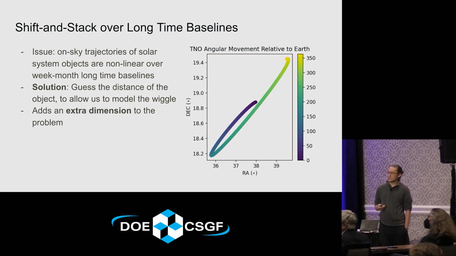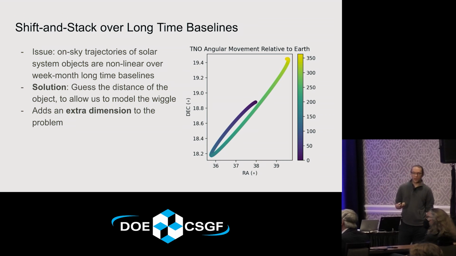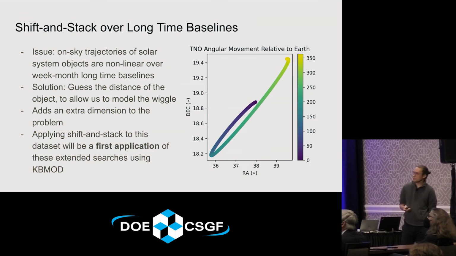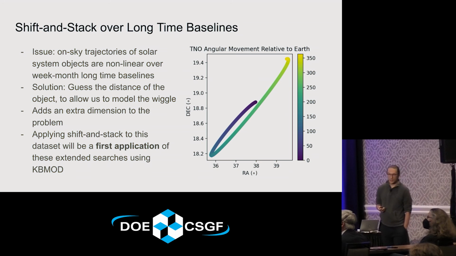The solution to this is to guess the distance to the object, which allows us to model this wiggle and subtract it out. But this adds another computational challenge to the problem, that now we have an extra dimension to search in our search grid. And like I said before, applying shift and stack to this DDF data set will be a first application of these extended searches using KB-MOD.